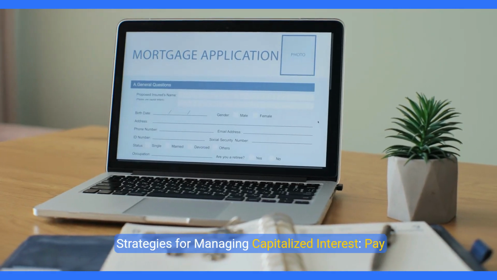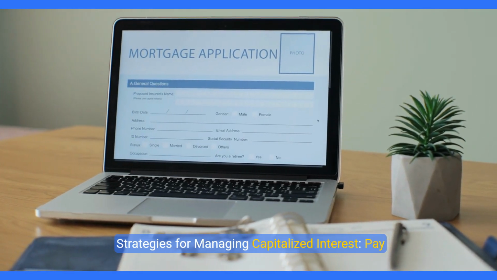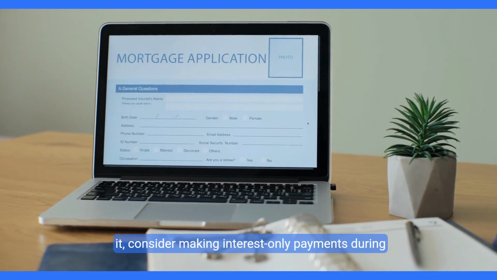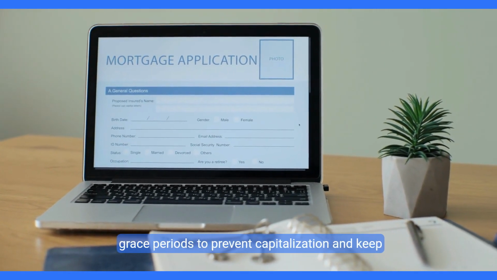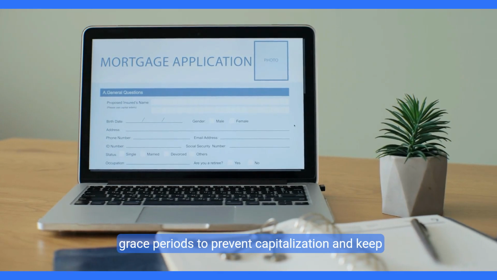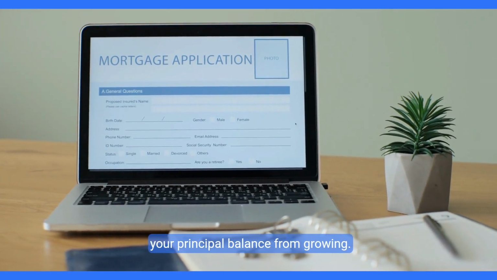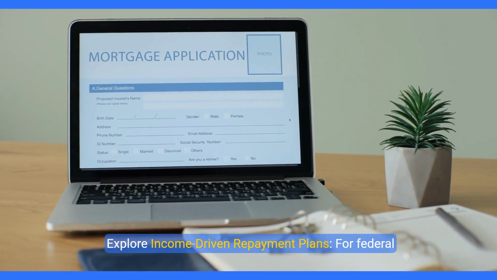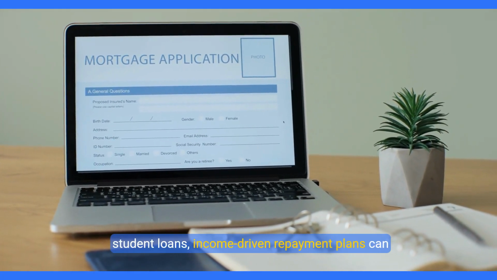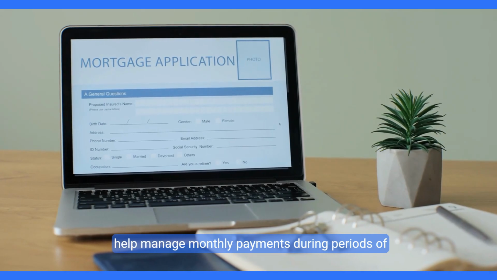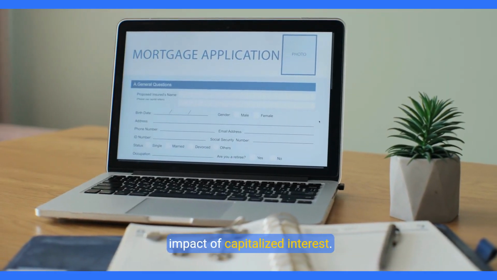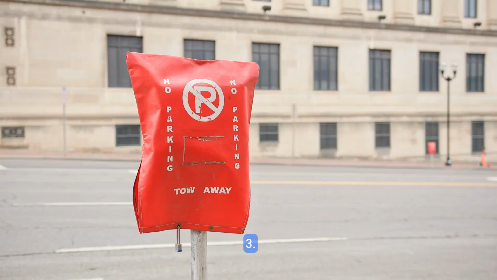Strategies for managing capitalized interest. Pay interest during grace periods. If your loan allows it, consider making interest-only payments during grace periods to prevent capitalization and keep your principal balance from growing. Explore income-driven repayment plans. For federal student loans, income-driven repayment plans can help manage monthly payments during periods of financial hardship, potentially minimizing the impact of capitalized interest.